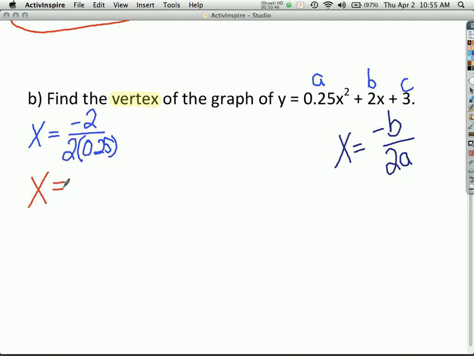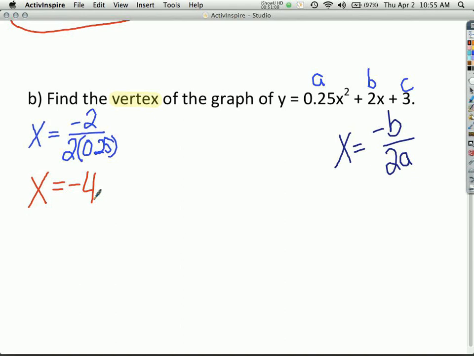What does it come out to when you simplify it all the way? Just a couple people were able to do that. Ethan, what does it come out to? Yeah, it's -4. X equals -4. So the axis of symmetry will be a vertical line going straight through x equals -4.